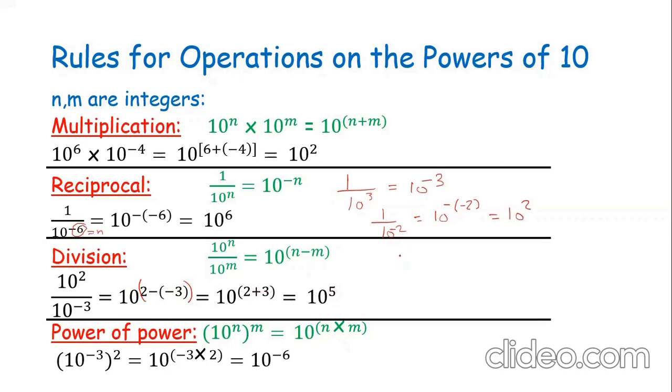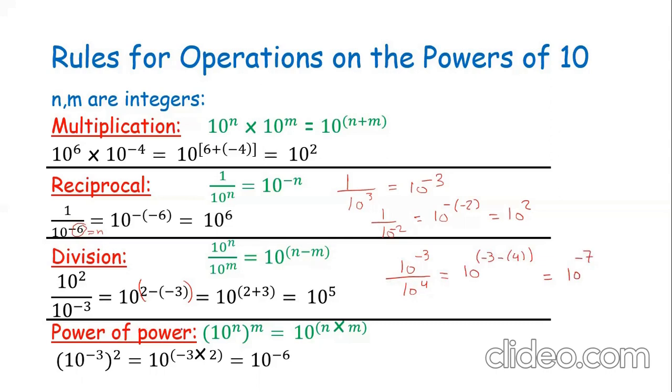We take another example: 10 to the power of minus 3 over 10 to the power of 4. So in this case, n equals minus 3 and m equals 4. So this is equal to 10 raised to the power n minus m, which in our case is minus 3 minus 4. And this is equal to 10 to the power of minus 3 minus 4, which is minus 7.